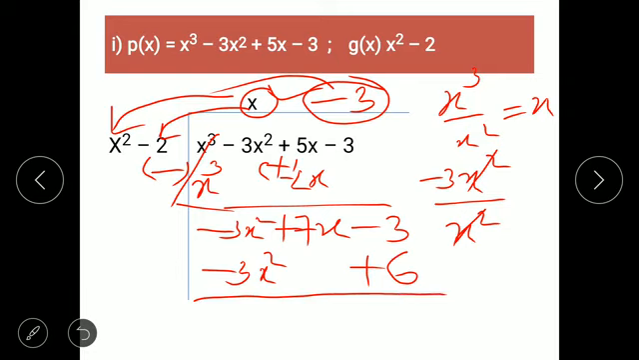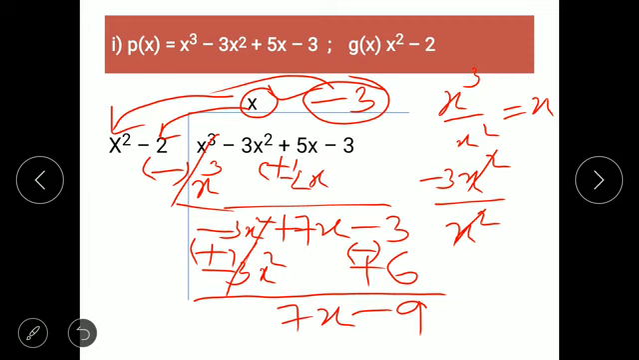Change the sign. Minus changes into plus, plus changes into minus. The first term always cancels. 7x, only 1 is there. Minus 3 minus 6, both are minus, so what will we do? Plus together, minus 9. Getting division? Okay.